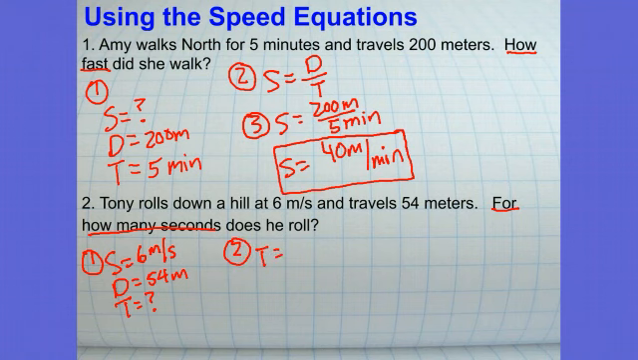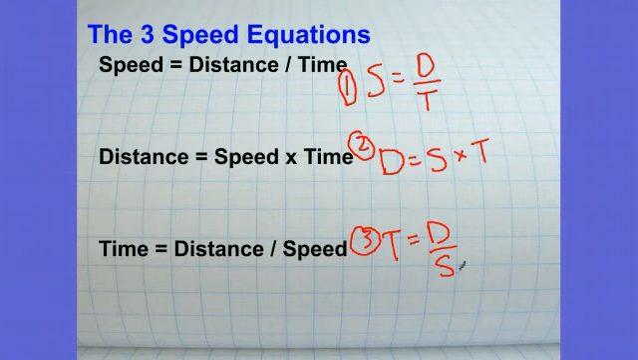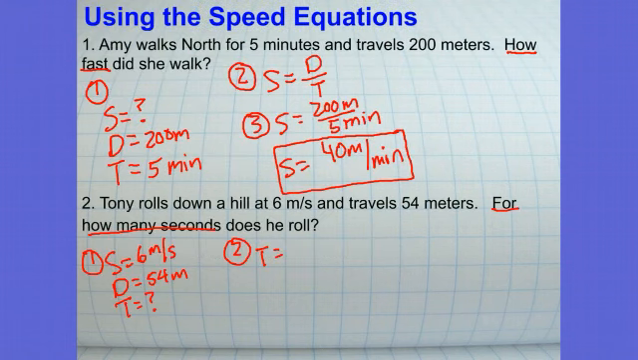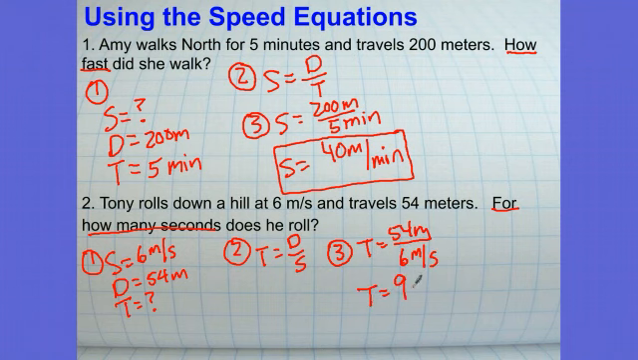So I'm going to use T equals. If you forget, if I go back to here, I'm going to use the third equation because it says T equals distance divided by speed. So I'm going to write this in. Now my third step is just to plug and chug. T equals, my distance is 54 meters, and I'm traveling at 6 meters per second. If I solve that in my calculator, that is 9 seconds. And there's my answer. So this is how I use those three equations to solve word problems.